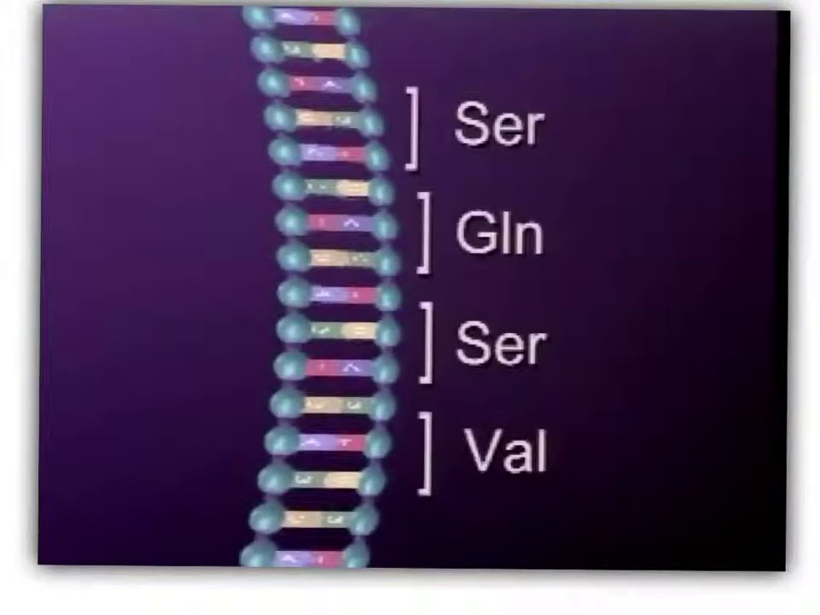Here we see 4 codons and their corresponding amino acids. A change within the second triplet results in a change in the amino acid. None of the other amino acids are affected.